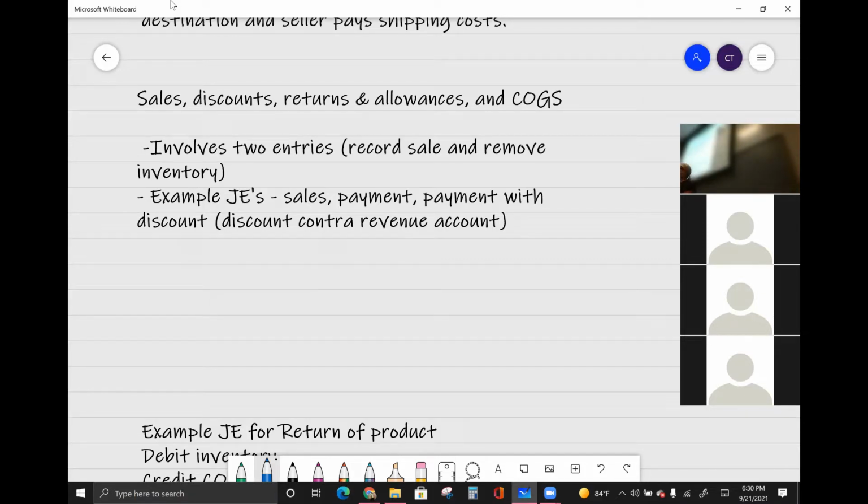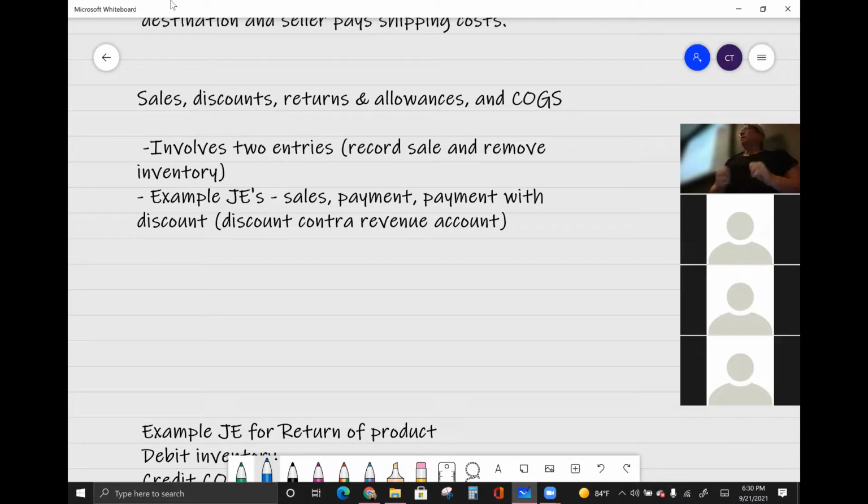So just like you can have an opportunity to save a little money with a discount, you can also offer that to your customers. Sometimes they have people that take advantage of that, and you'll have to know how to record those entries. Then we have returns and allowances. So you don't always buy something and never return anything, right? Sometimes you have to bring something back for whatever reason. And so you'll have some returns that are coming back, and you'll have to put that inventory back on the shelf, back on your books.